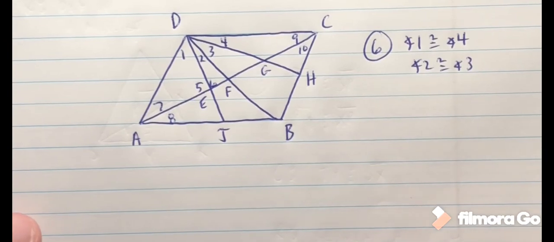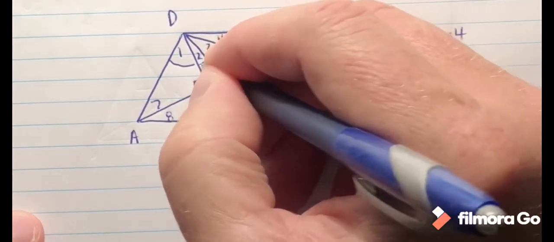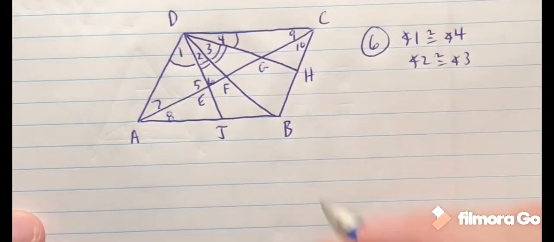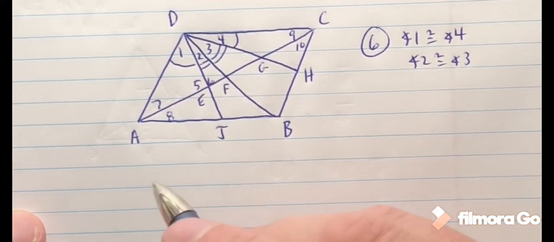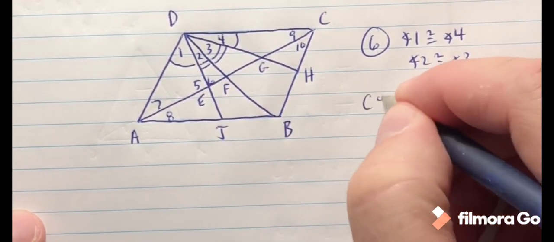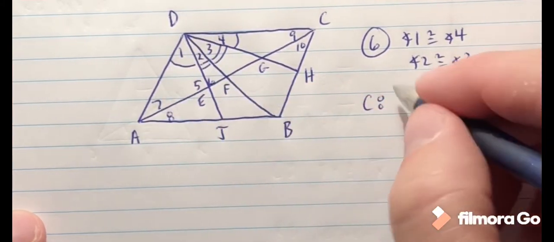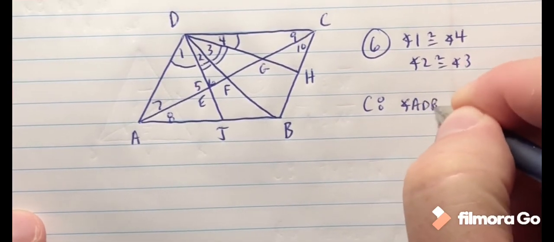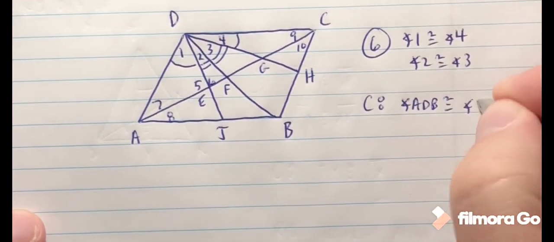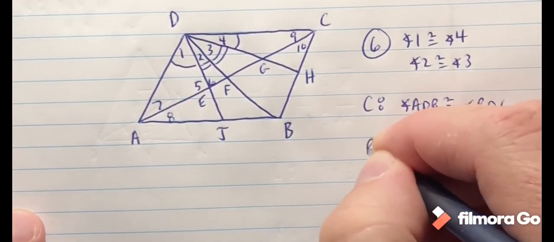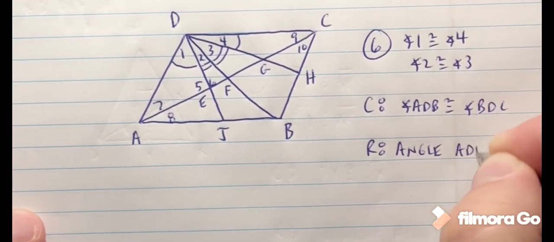Okay, for number 6, they're telling us that angle 1 is congruent to angle 4, and angle 2 is congruent to angle 3. So you can see here, again, we've got angles that are adjacent to each other. There's no overlap. So this is going to be a situation where we're adding together the angles. So it's going to be angle ADB is congruent to angle BDC. And the reason on this one is the angle addition postulate.